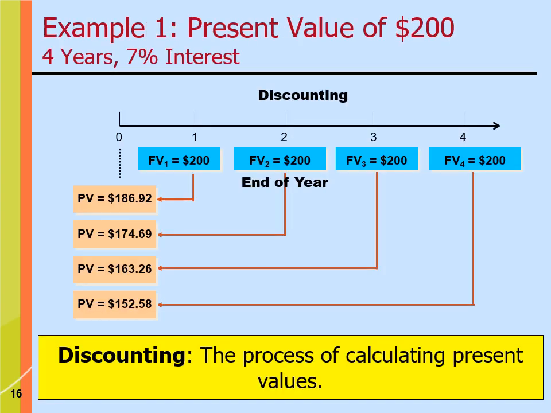Example 1 shows you the timeline and discounting process to get present value of future cash flows of 4 years at 7% interest. So if you look at from the timeline here, all the cash flow of 200 will be discounted and brought to the same timeline here, which is to today's value.